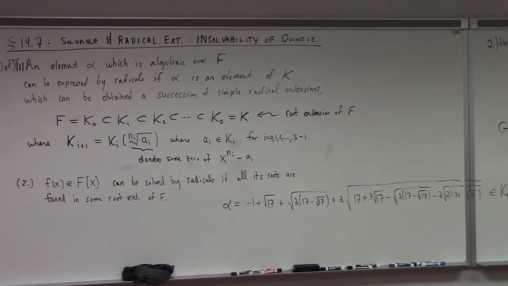Anyway, the point is that horrible number over there is expressed by radicals, right? The point of this example is just to give you a sense that expressing something by radicals can be a lot worse than you're used to. All right?